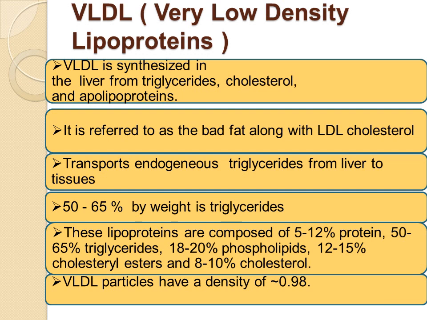50 to 65% تكون الترايجليسيرايد as we say, and 18 to 20% phospholipid, 12 to 15% cholesterol esters, and 8 to 10% cholesterol. Very low density lipoprotein particles have a density of 0.98.